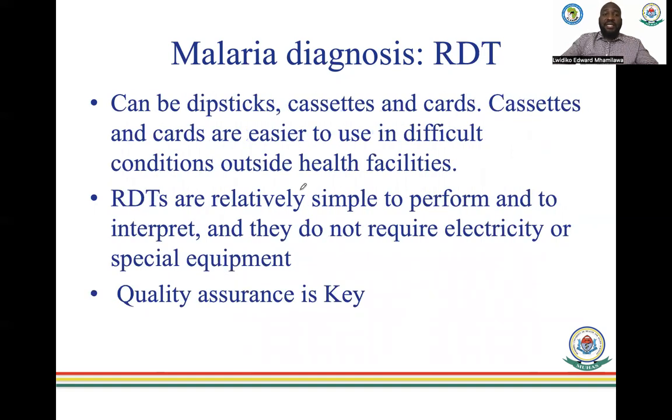And these rapid tests can come as dipsticks, cassettes, or cards. Cassettes and cards are usually used in difficult conditions, like in communities where village health workers are given them, and they're relatively simple to perform and interpret and do not require electricity. But then quality assurance is key in this context.